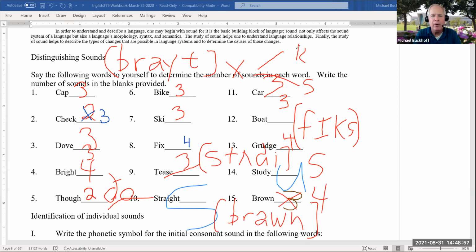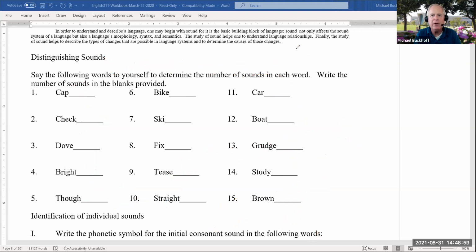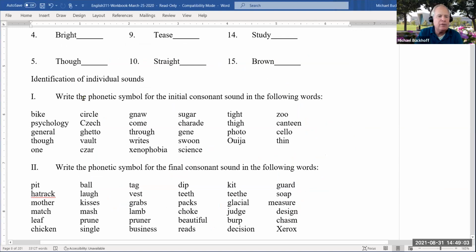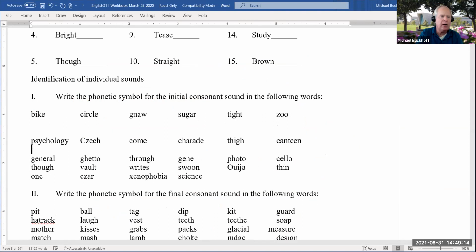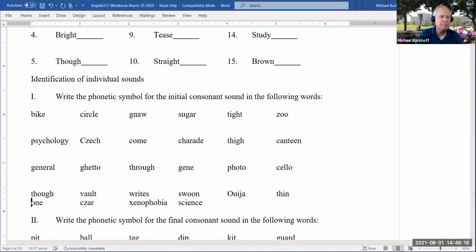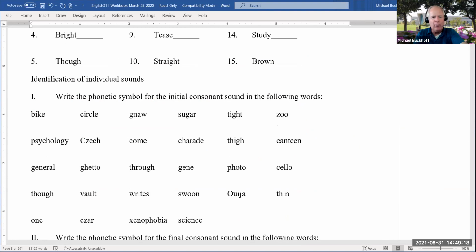All right, let's move on to the next step. In this case, it says write the phonetic symbol. Now we're getting into initial, the very beginning of the word. What is that sound? Let me give you room to work here. You can just write it over the word itself, however you want to do it. So write the phonetic symbol for the initial consonant sound in the following words.